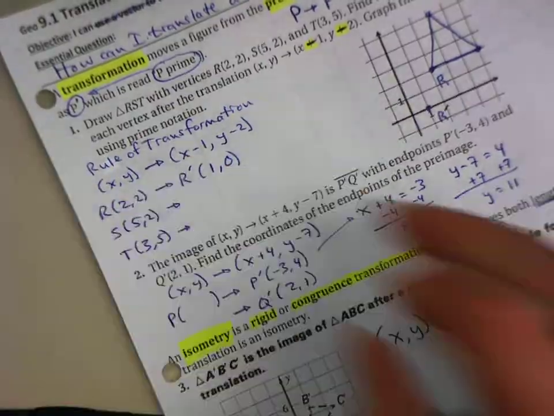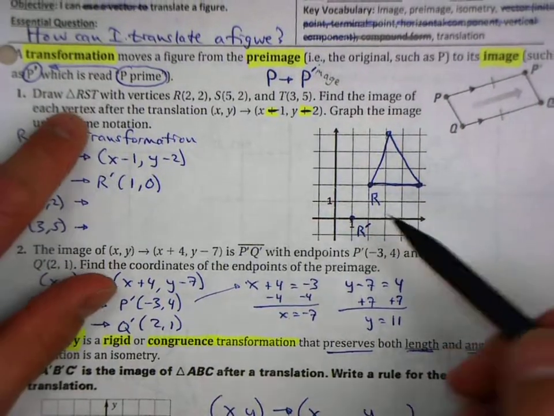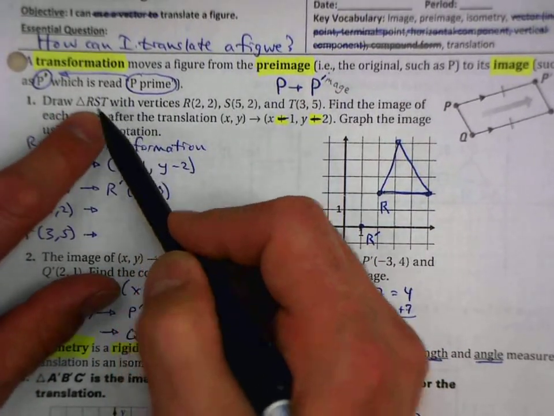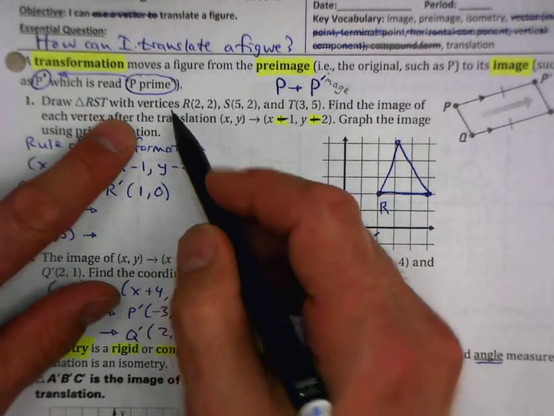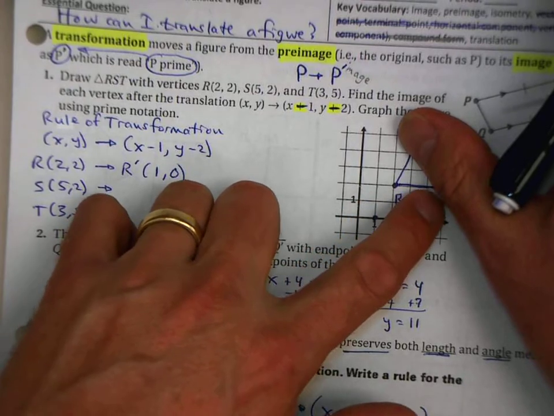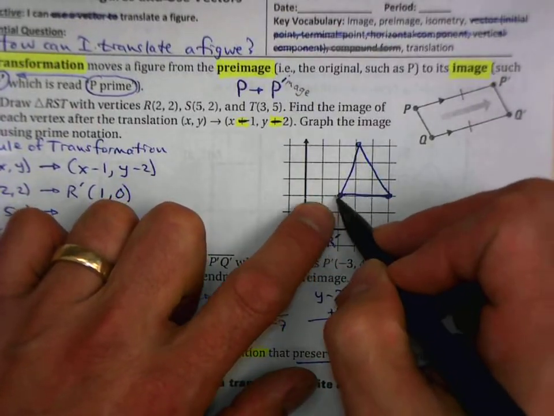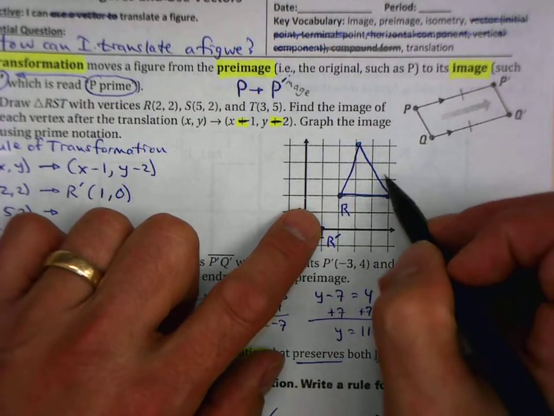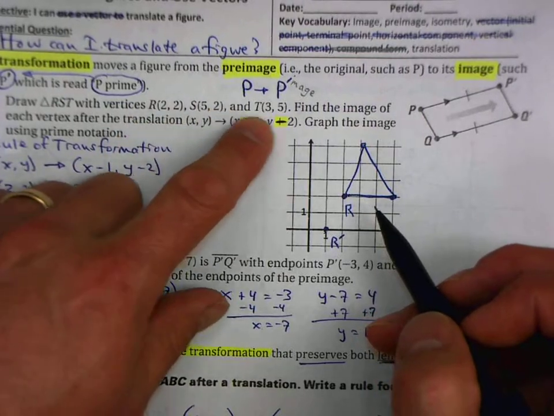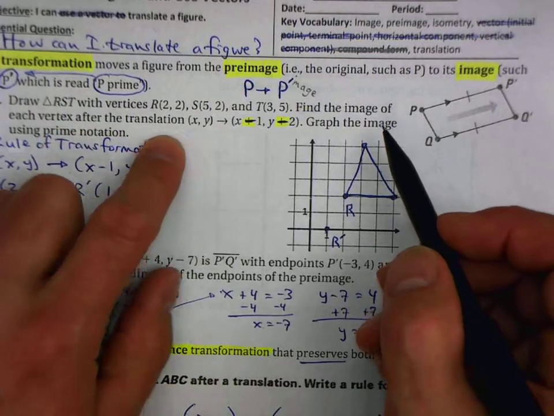So with this first problem that you have in your notes, we're supposed to draw triangle RST, that symbol there means triangle, with vertices. What are vertices? Well, vertices, remember, are these points. Angle, that's a vertex. Any shape that has an angle like that, it's called a vertex, and more than one are vertices. So they give us these vertices, and they ask us to find the image of each vertex after the translation.